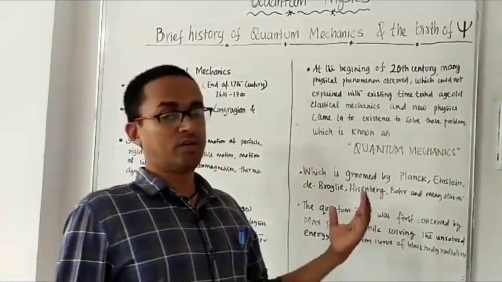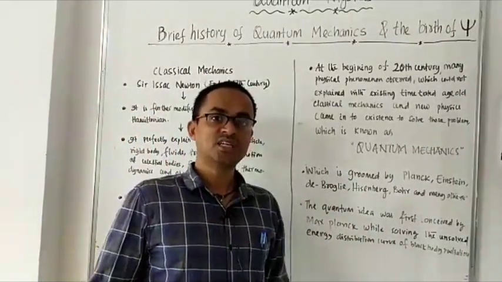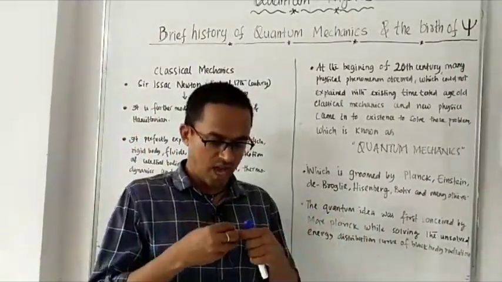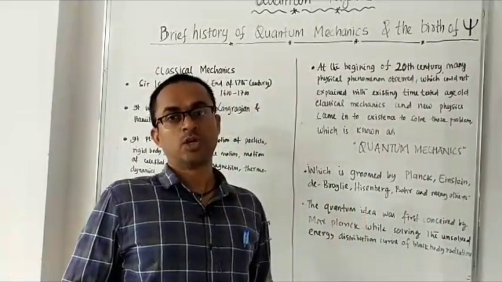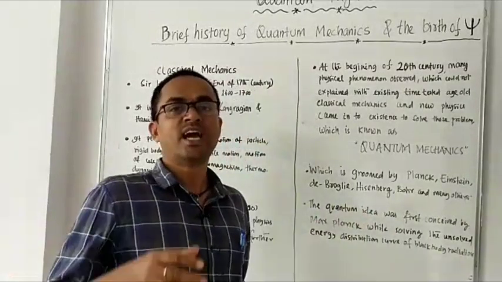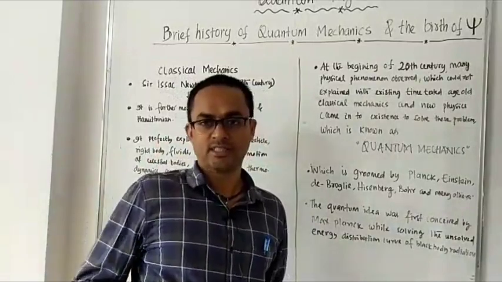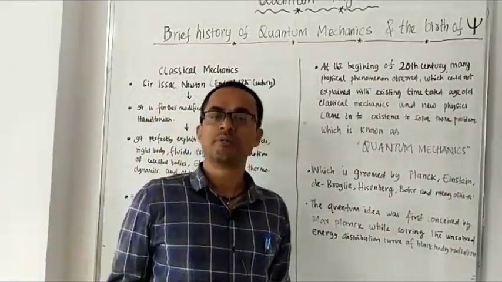He explained that though in classical mechanics we consider the energy to have continuous values, he suggested it is not continuous, it is discrete. It can be considered as a combination of packets. It is not a continuous thing, it is a combination of packets.